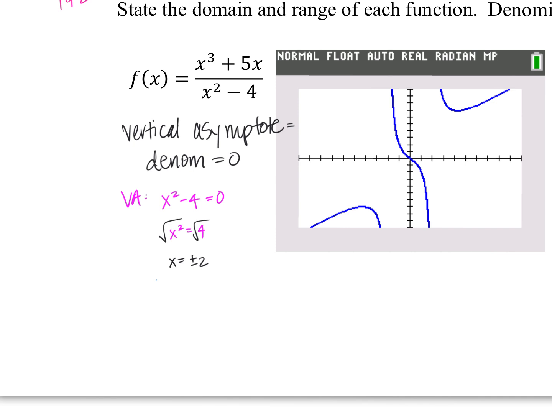We do have 2 vertical asymptotes here, one at -2, and if I were you, I would go draw that in, and one at +2. Your graphing calculator won't draw them in for you, so I think it's helpful to draw it in if I'm trying to write my domain and range.